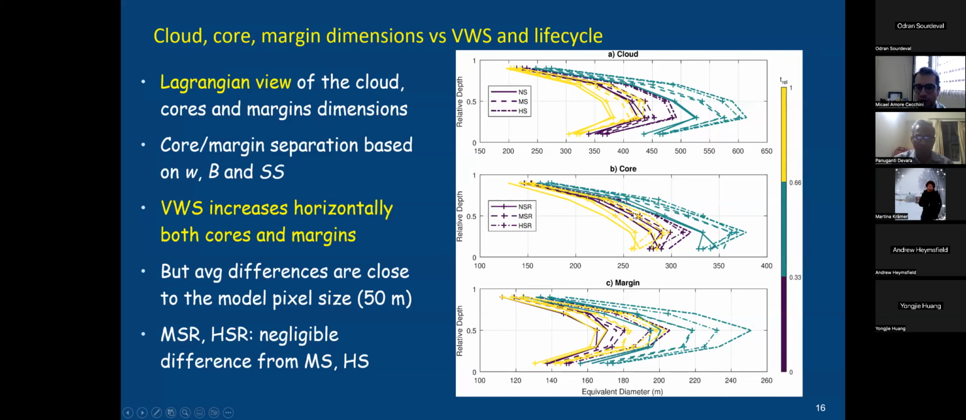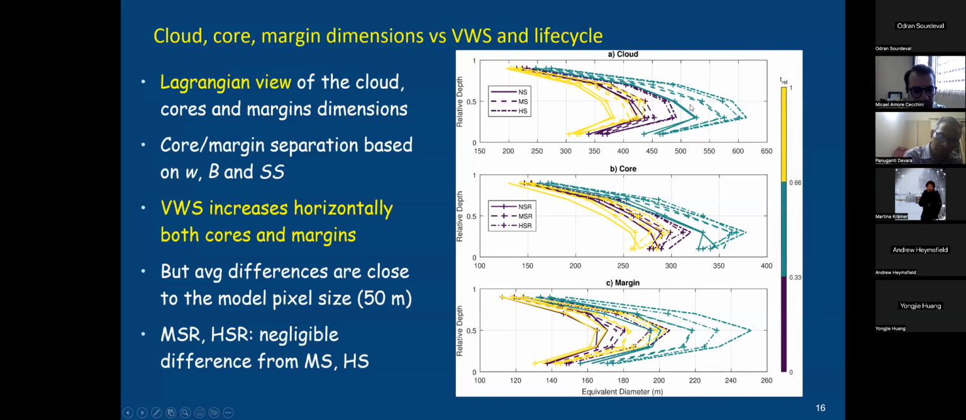And I also separate this calculation for all the cloud, only for the cloud cores, where I define a cloud core based on updraft, buoyancy, and supersaturation, and only for the cloud margins. I wanted to see if the cloud margins would grow and the cores would decrease or something like this, but I didn't find it. What I found was that wind shear increases the horizontal dimensions of the clouds, both on the cores as well as on the margin. So the clouds are just larger horizontally as a whole, and this happens mostly in the middle of the cloud and less so on the cloud base and cloud top, right? This is to be expected.